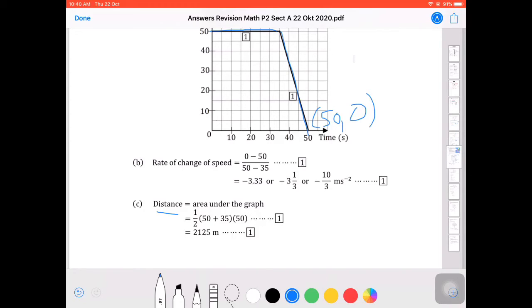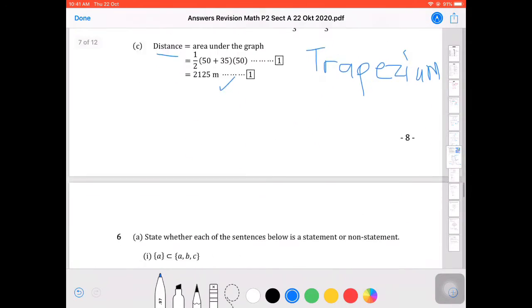Alright, for the last part, distance is very easy, just use the area of a trapezium. The trapezium area is 1 over 2 times the sum of the parallel sides, which is 50 plus 35, and then times the height, which will be 50 as well. So you will get your final answer 2125 meters. So this is very easy, just use the distance formula.